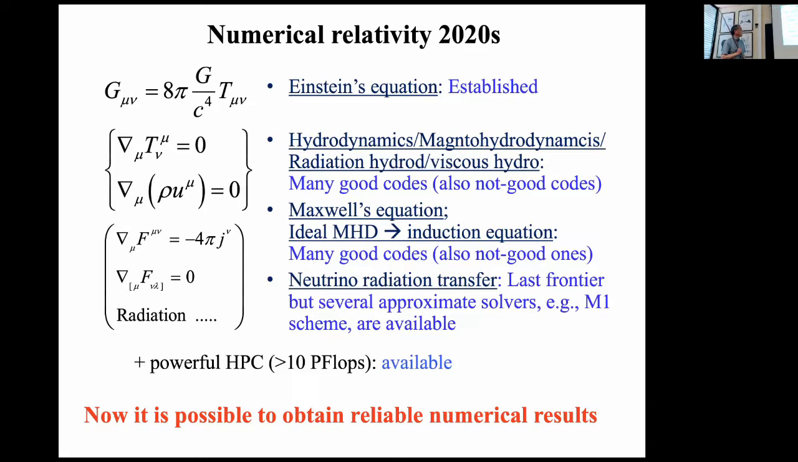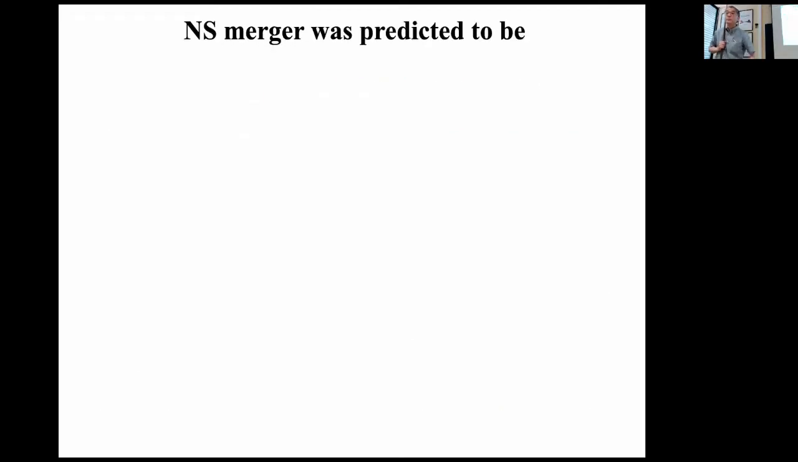So that implies that now we can perform a reliable numerical simulation to predict high energy phenomena in the universe. When you say "now", what does it mean? When you say now, it is possible to obtain.